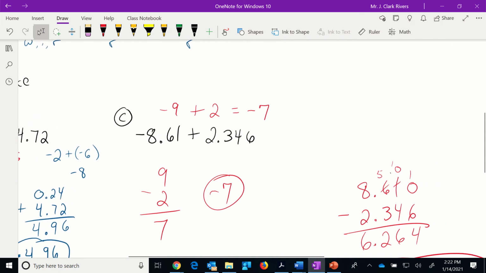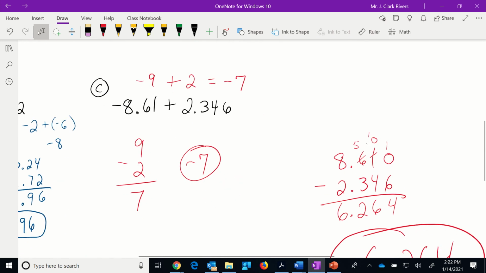Same idea here. Negative 8.61 is further from 0 than 2.346. So I know the sum is going to be negative. So I've got to figure out how far apart 8.61 is from 2.346. In other words, what is 8.610 minus 2.346? We subtract. I've got to borrow here. Can't do 0 minus 6. I borrow from the 1. Becomes 10 minus 6 is 4.